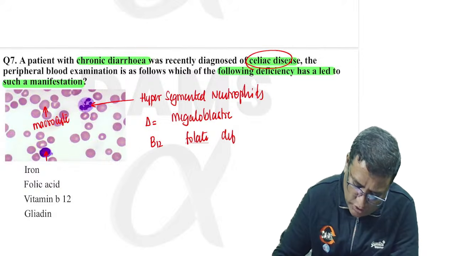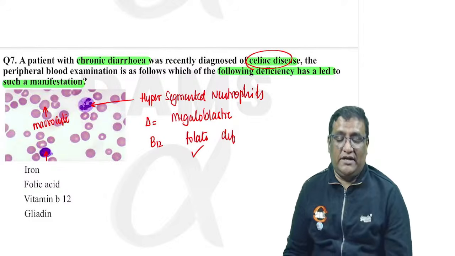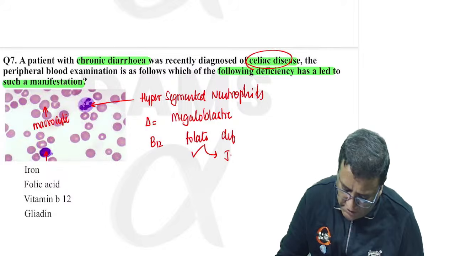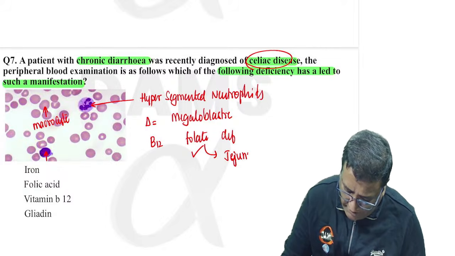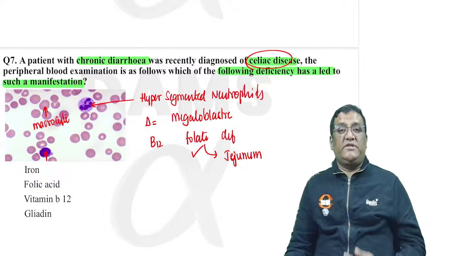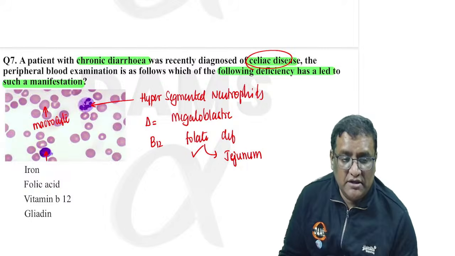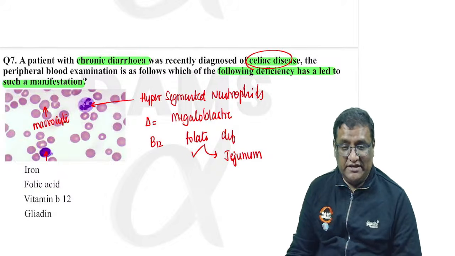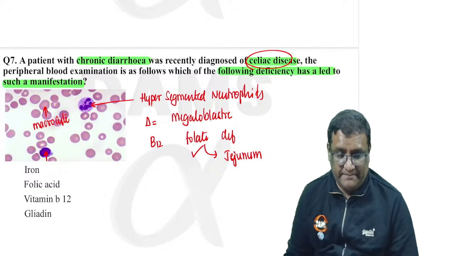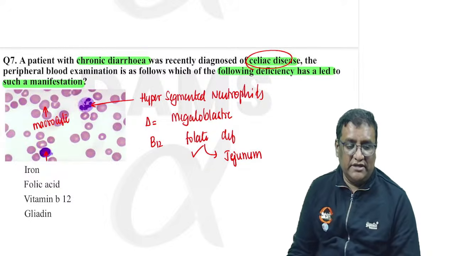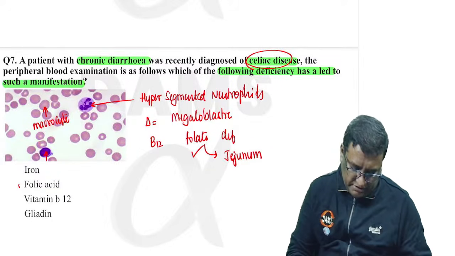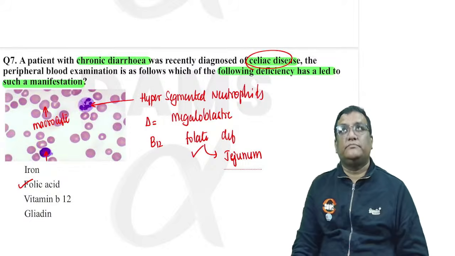Celiac disease is more likely to result in folate deficiency because folate absorption happens in the jejunum, whereas B12 absorption happens in the terminal ileum. In celiac, there is no involvement of the ileum at all, isn't it? It is involving the proximal intestine, right? And that is why the answer is folate deficiency. That is the correct answer. Option B, folic acid deficiency.